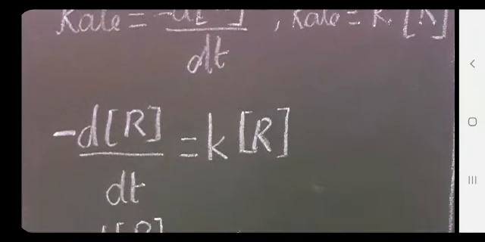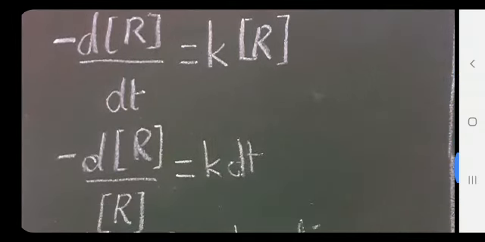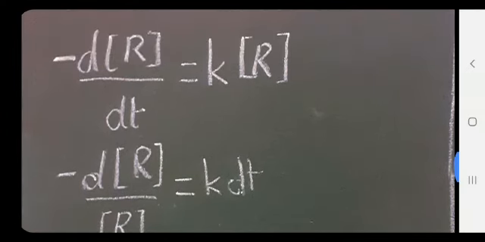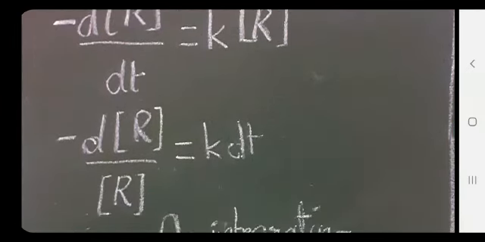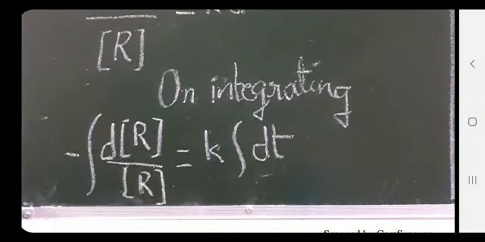Now again by taking both together we have minus d of the concentration of R upon dt is equal to K with the concentration of R, and then by taking the similar terms together we have minus d of the concentration of R upon concentration of R is equal to K dt. On integrating the equation, taking the integration constant, we have natural log of R is equal to kt plus I.